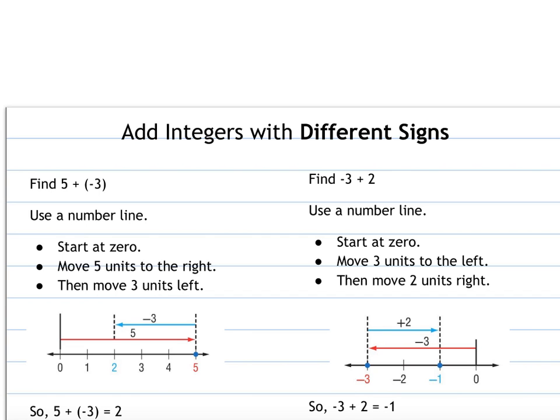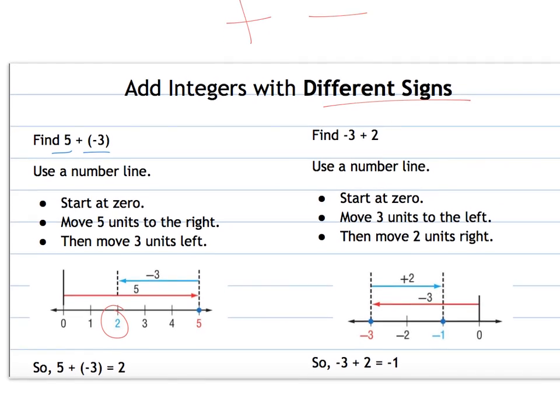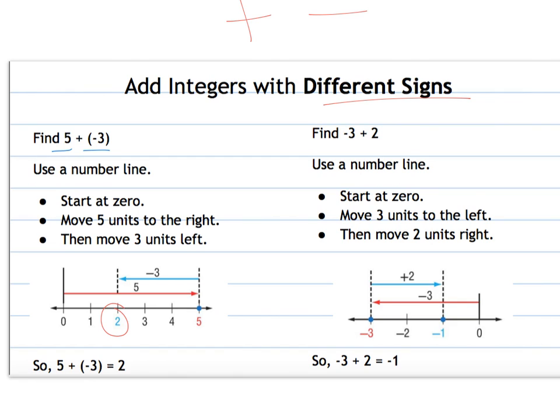So let's try adding integers with different signs. A positive and negative, those are different signs. So if we start first with 5 plus a negative 3. Again, if we were to use a number line, we would start at 0, and then we would move 5 units to the right to represent 5. Then we move 3 units to the left from that place to show that negative 3, and that shows that we end up at 2. So if you notice, 5 plus negative 3 equals 2.